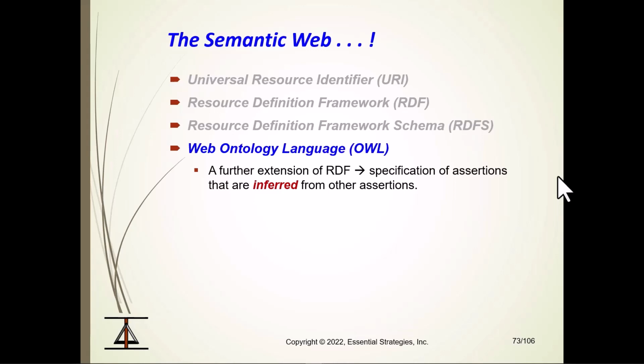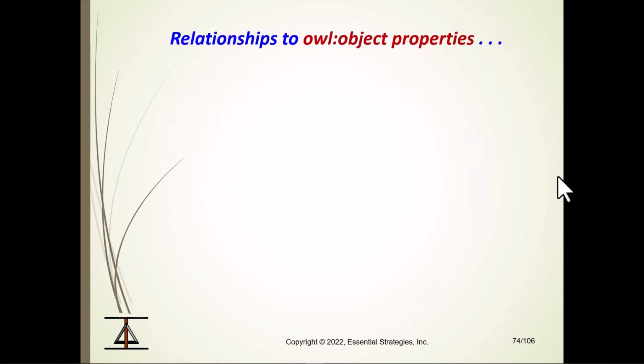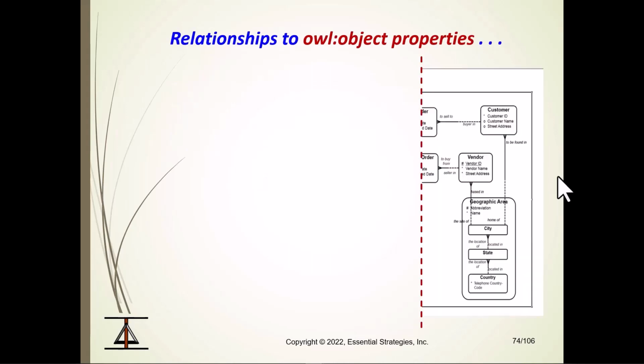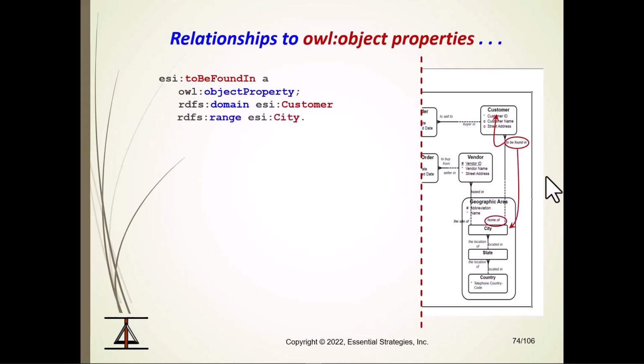OWL is much more complex and will not be fully covered in this brief presentation, but it does get involved in specifying and inferring relationships. Now these are what are called object properties. The lines that you see here are the relationships. And specifically, to be found in is an object property. The domain in this case is customer. And in the case of object properties, the domain is the thing that is being related, and the range is the thing that's being related to. To be found in is a relationship from customer to city.